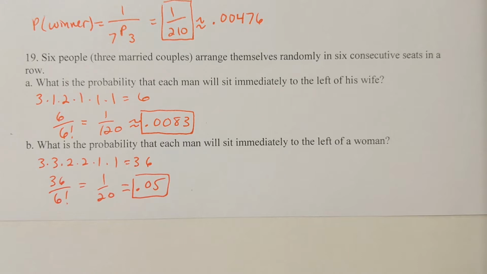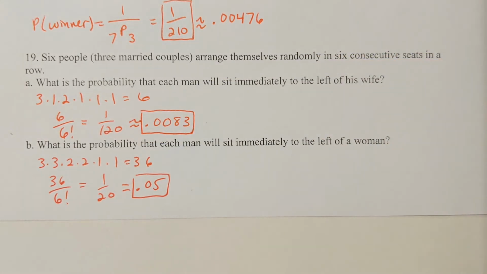Problem 19. 6 people, which are 3 married couples, arrange themselves randomly in 6 consecutive seats in a row. Okay. Part A, what is the probability that each man will sit immediately to the left of his wife? Okay. So for this one, you're going to use the fundamental counting principle. And by the way, there's a probability question, okay, so my answer needs to be between 0 and 1.